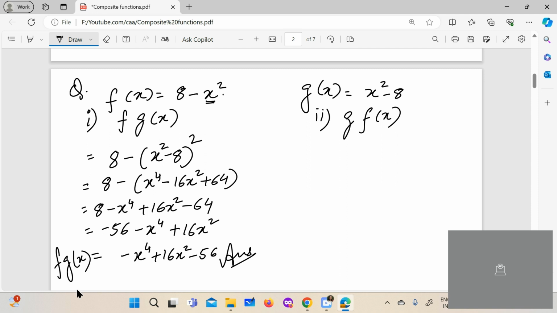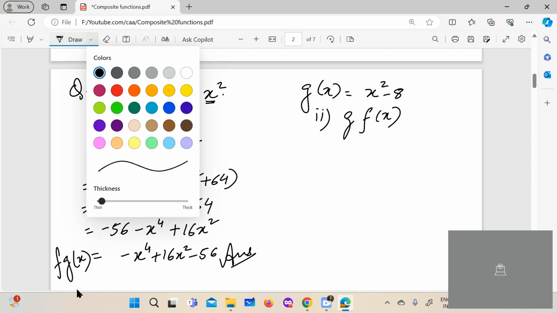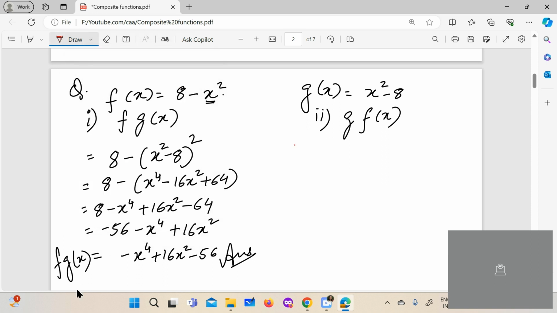Now, with the same given functions, we will calculate g of f of x. Let's see how to do this. So now for this function g of x, f of x will become input. See how? Now you write g of f of x equals x squared. So in place of x, we are going to input 8 minus x squared. 8 minus x squared whole square minus 8.